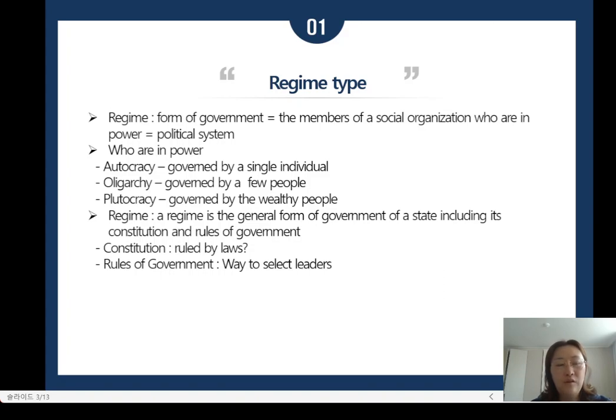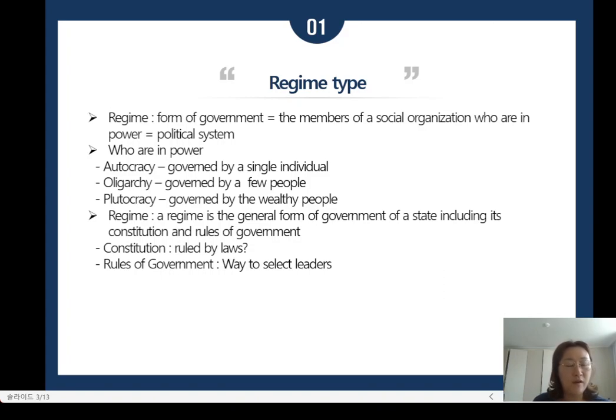Rules, constitutions. What we call a republic is when we look at the government from the law perspective. So if the government is ruled by the law, we call this a republic. So even though the president changed, we do not change the republic, right?